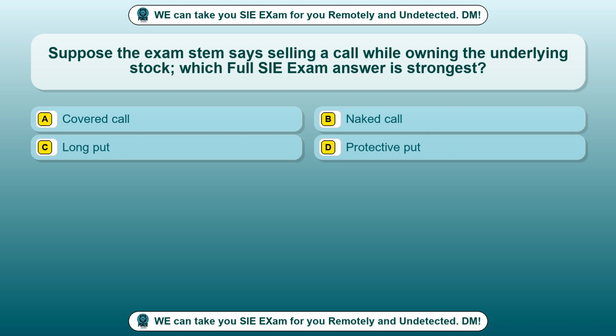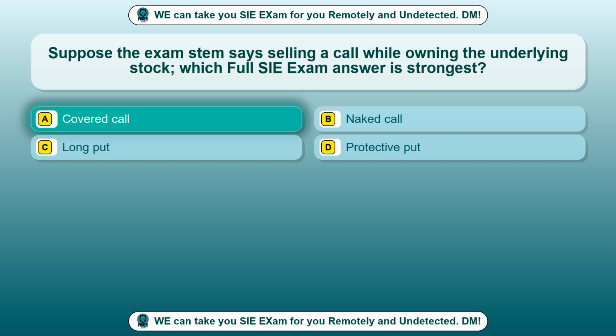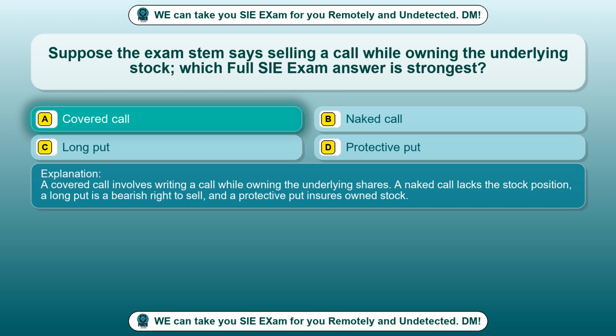Question 38. Suppose the exam stem says selling a call while owning the underlying stock. Which full SIE exam answer is strongest? Option A, covered call. Option B, naked call. Option C, long put. Option D, protective put. The correct answer is option A, covered call. A covered call involves writing a call while owning the underlying shares. A naked call lacks the stock position, a long put is a bearish right to sell, and a protective put insures owned stock.